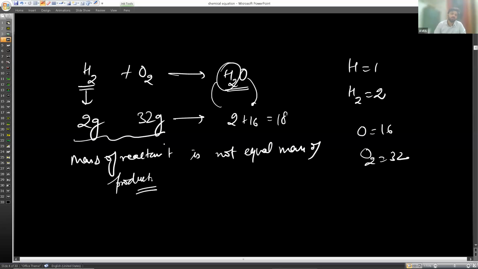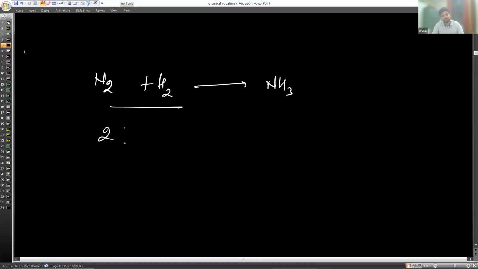The second law, according to Dalton's atomic theory, is that the total number of atoms of each type must be equal. For example, N2 plus H2 will give you NH3. You count it: here it is 4 in total, 2 plus 2, and here it is 1 plus 3. So there are 4 atoms. But he said that the total atoms of each type in the reactant and product must be equal. Atoms can neither be created nor destroyed during a chemical reaction.